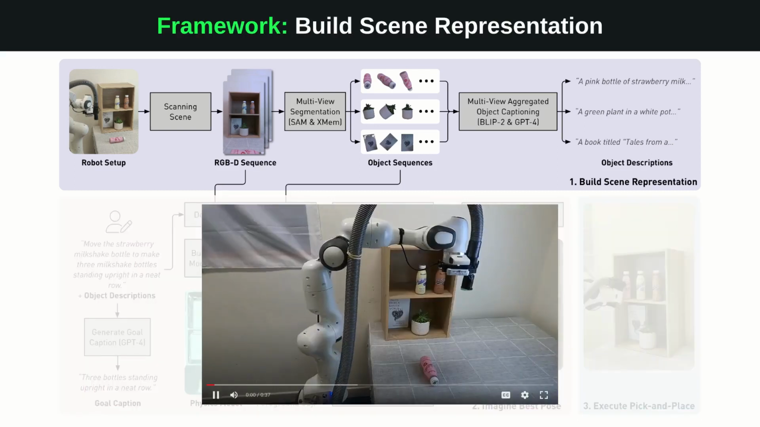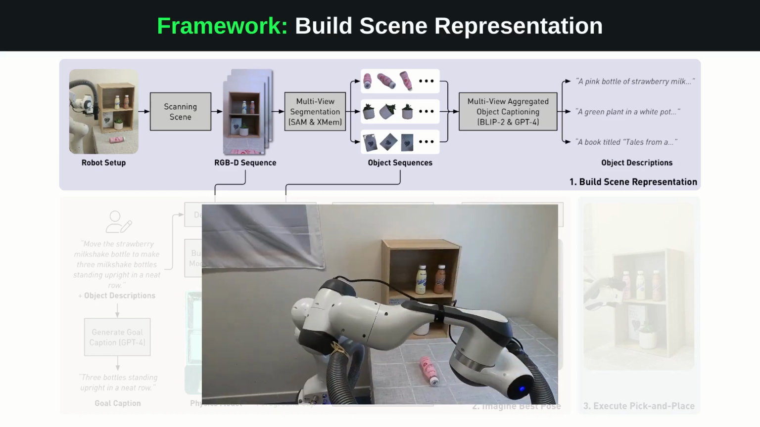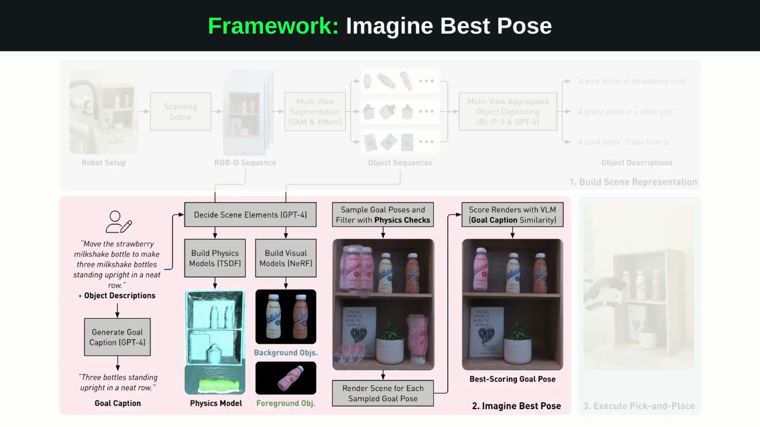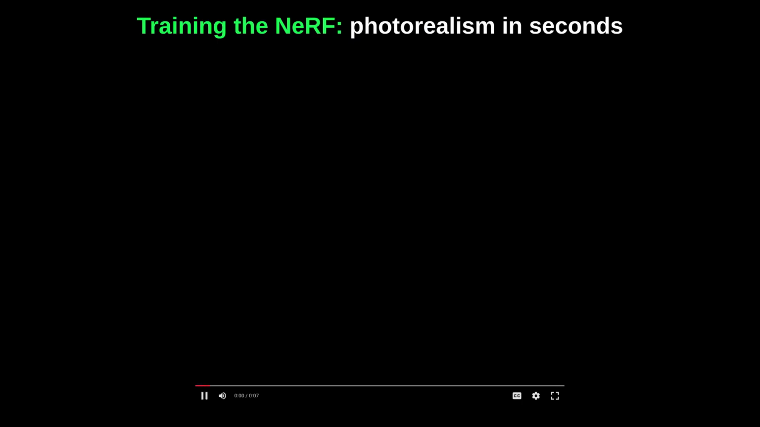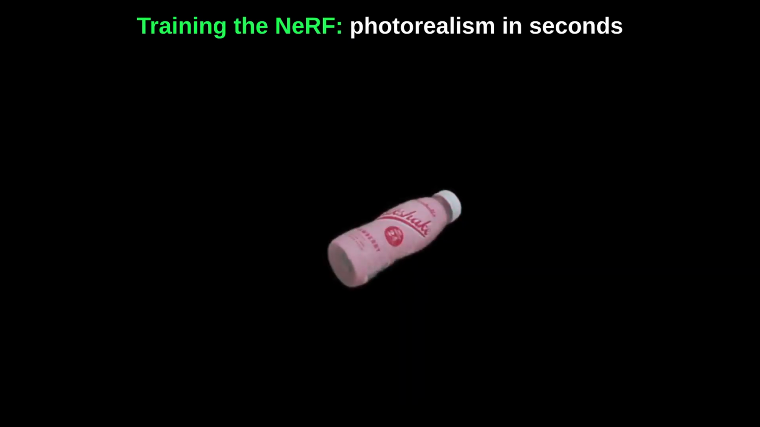First, the robot autonomously scans the scene and breaks it down into objects using segmentation and object captioning. Once the user instruction is received, the robot knows which object it needs to move, so we can train an object-level NeRF for that object. The NeRF can train in just a few seconds and gives us photorealistic renders of the object in any given pose.